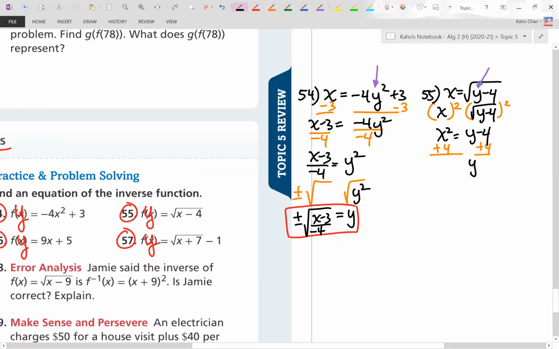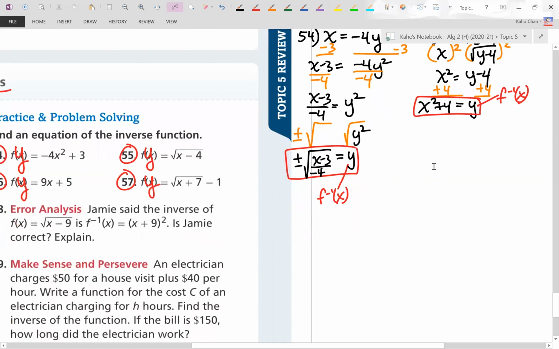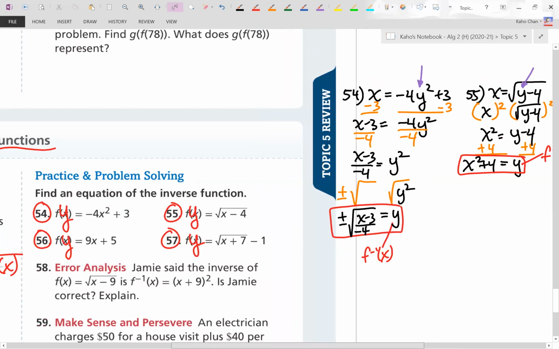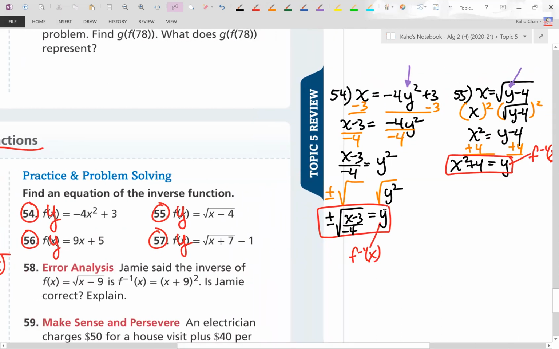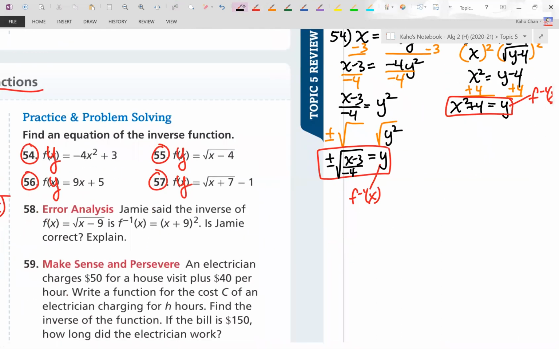Oh, by the way, I neglected to write f to the -1 of x. That's what I meant to do. Sorry about that. That's what we need to do there. Any questions about number 55? All right, 56 is next. Two more to go. I can smell it. Trying to get it under an hour here, folks. We can do it. 56.